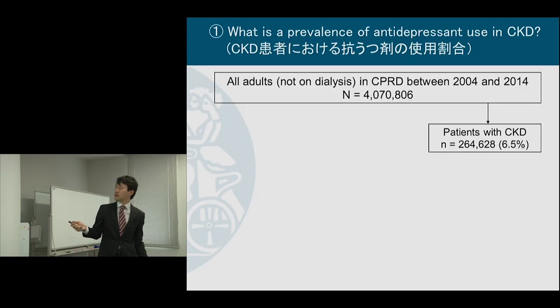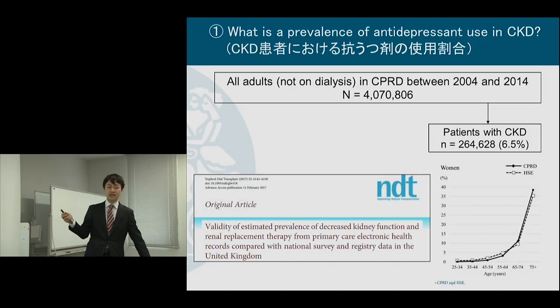Okay, as such, among 4 million patients registered in CPRD between 2004 and 2014, aged 18 or older, I identified 260,000 patients with CKD stages 3 to 5, accounting for 6.5% of the general population. And I confirmed that this is generally representing the UK CKD population because I compared these patients with nationally representative statistics as a validation study, Health Survey for England. So you can see this is women, but men was similar. So by age, the prevalence of CKD was very similar between the databases. So by doing this kind of validation study, you could make your research more valid.